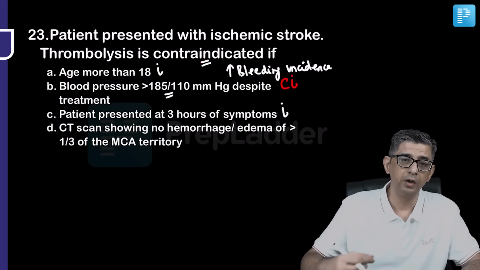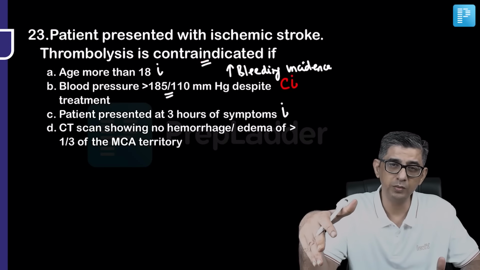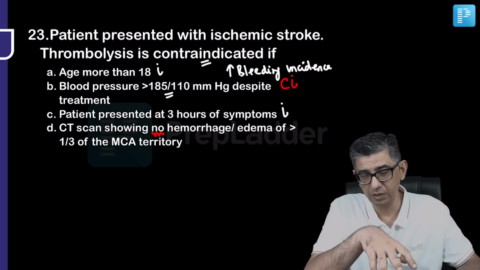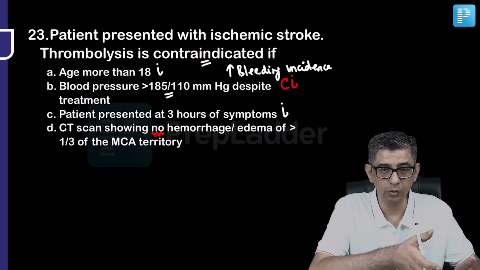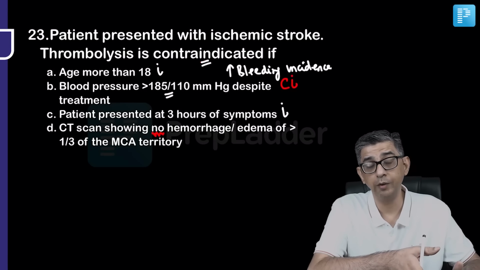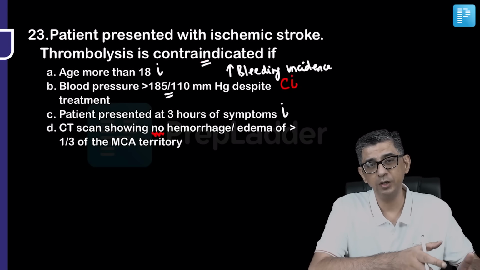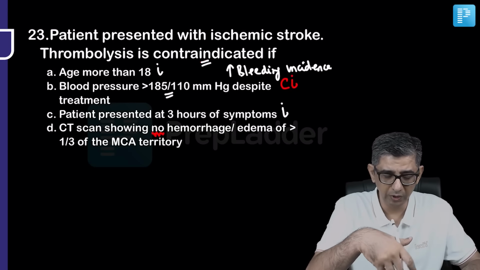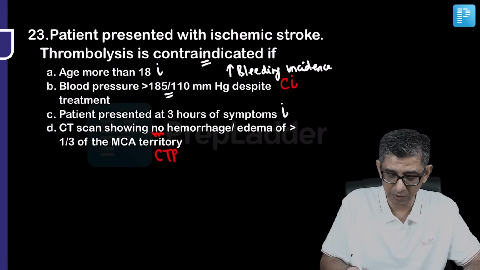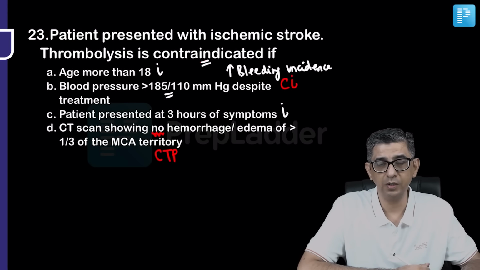Let's read up D. He says CT scan showing no hemorrhage or edema greater than 1/3 of the MCA territory. The point is the word no is important in this particular case. If a patient has even a normal CT scan, there's no hemorrhage, there is no edema. The edema component might take some time to appear, but even if it comes, you need to understand it should be within less than 1/3 of the MCA territory. And how do we know whether it's more than or less than 1/3 of the MCA territory? So we can do a CTP, that's a CT perfusion study, and we can measure the size of the infarct.